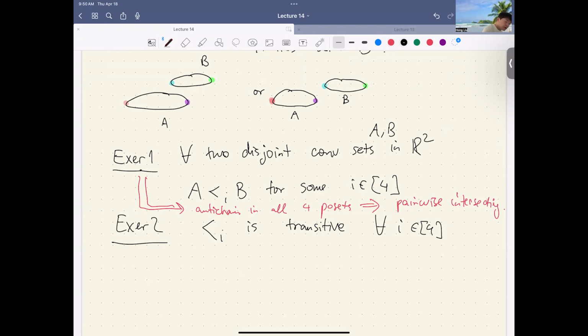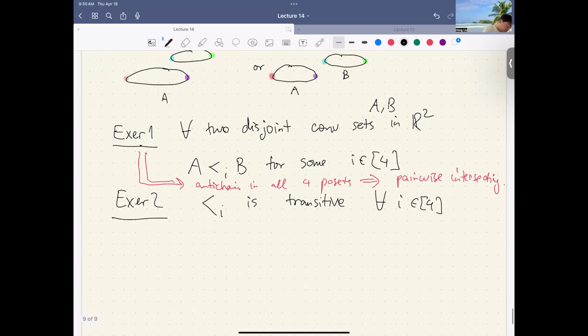Okay, so let's write down the remaining of the proof. Now, by Dilworth, apply Dilworth on P, on the first poset.